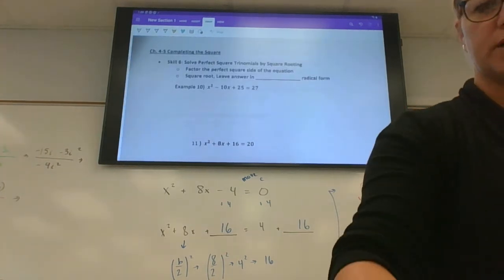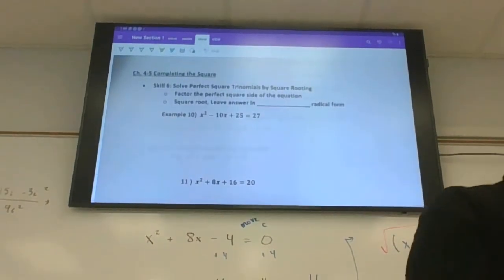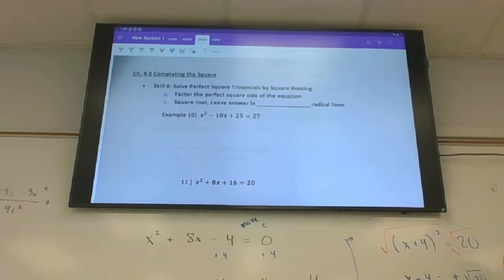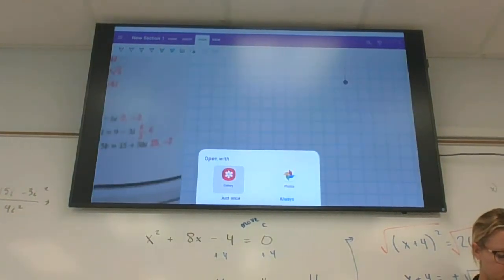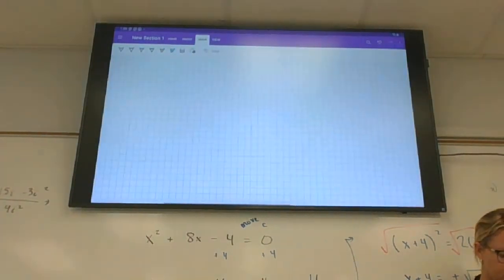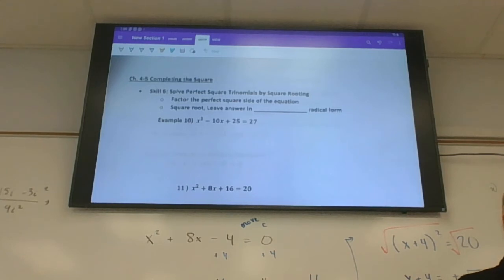4-5, completing the square. So starting chapter 4, section 5. Doing what I just showed you, a little bit at a time. It says skill 6: solve perfect square trinomials by square rooting. Factor the perfect square side. Square root, leave answer in simplest radical form.